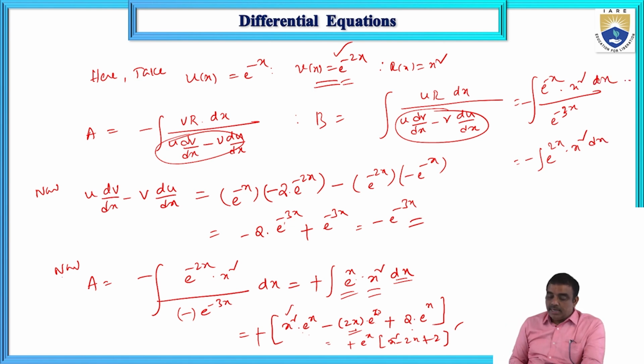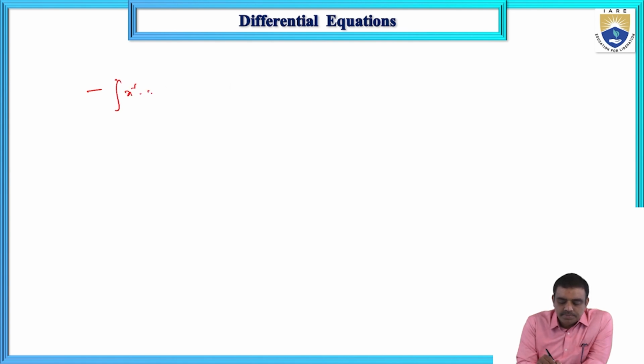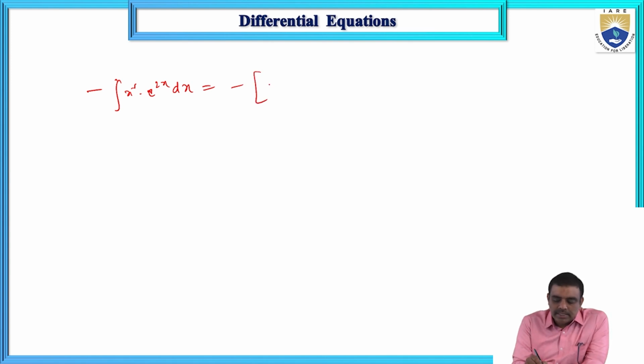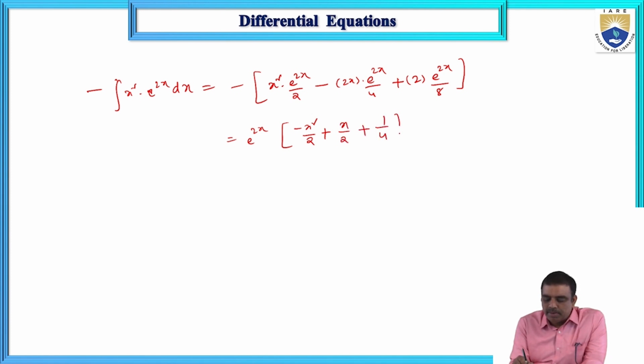So what will it be? Minus integral x square into e power 2x dx. What is the integration? x square e power 2x by 2, uv1, minus u dash v2, 2x e power 2x by 4, plus 2 into e power 2x by 8. Taking e power 2x outside, it is minus x square by 2 plus 2x by 4, that is x by 2, plus 2 by 8, that is 1 by 4. This is the b value.